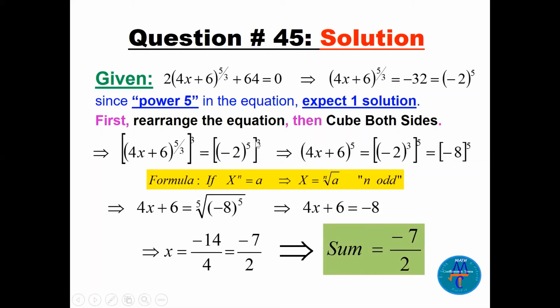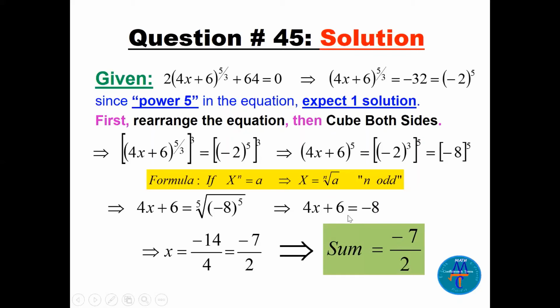We can switch the power here, you see, because I need power 5. So minus 2 cubed is minus 8 to the power 5. This is odd, so there is no plus or minus. So 4x plus 6 will be the fifth root of minus 8 to the power 5, which is only the negative number, because this index is odd. If this index is even, we put absolute value on the minus 8.